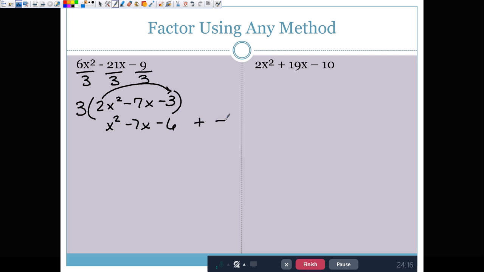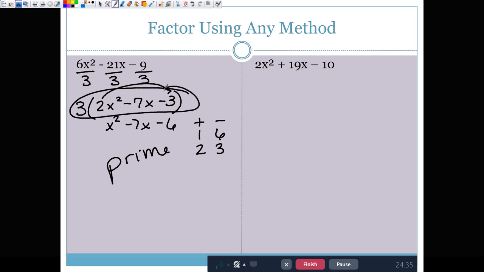Positive, negative. So 1 times 6 is 6. 1 plus negative 6 would be negative 5. So that doesn't equal negative 7. How about 2 times 3? That would be negative 1. Does anything work here? No. So it's considered prime. It's considered prime after you get to that point, because technically it wasn't prime because I was able to pull out a GCF. But you won't have one like this on the homework, okay? So don't stress out too much. We will be getting things like this.